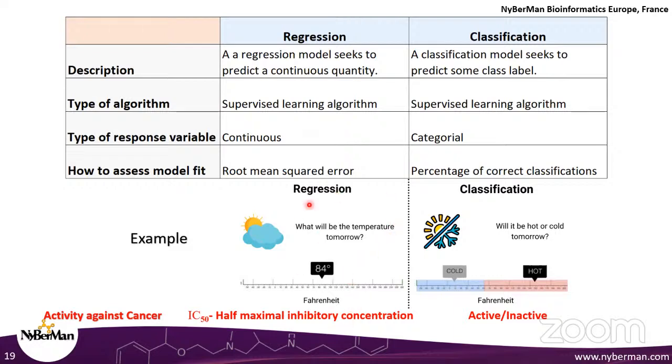these are regression. In biological terms, if I'm asking whether a particular drug compound is active against cancer, and the answer is active or inactive, it is called a classification algorithm. If I say it's IC50 values, 5 micromolar or 3 micromolar, that is regression. To assess the model, we have several methods, like root mean square error in the case of regression, and percentage of correct classifications, like true positive and true negative, in the case of classification.